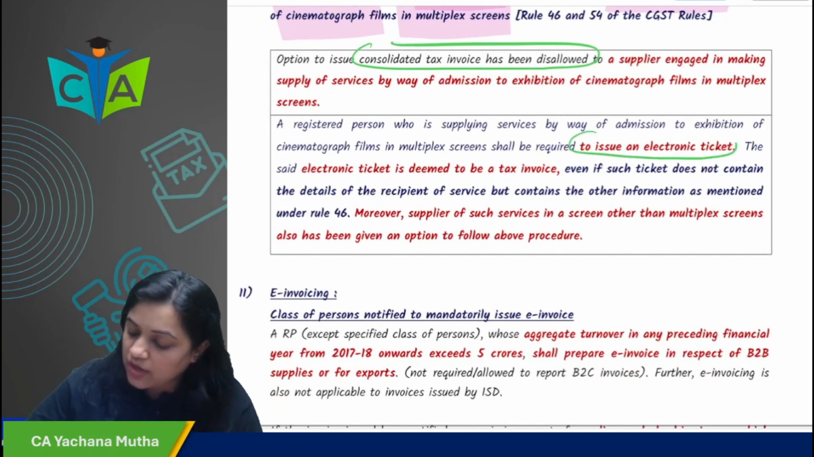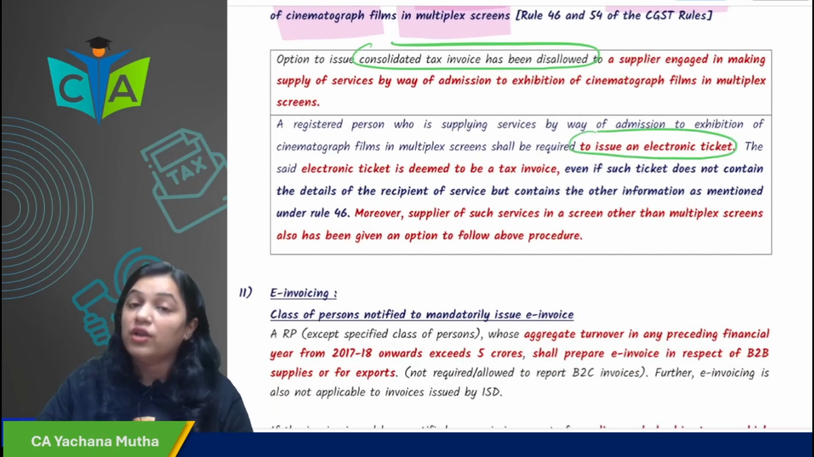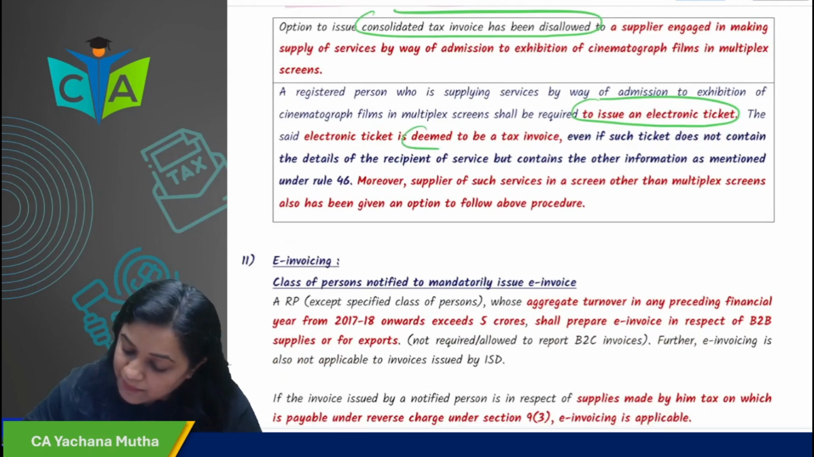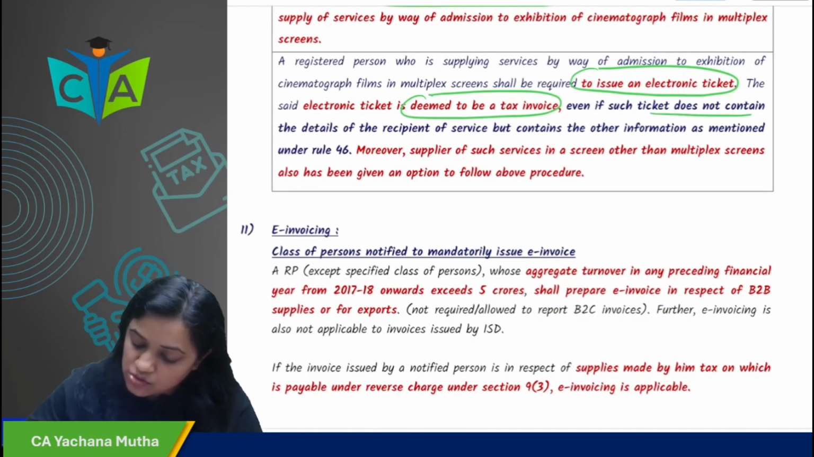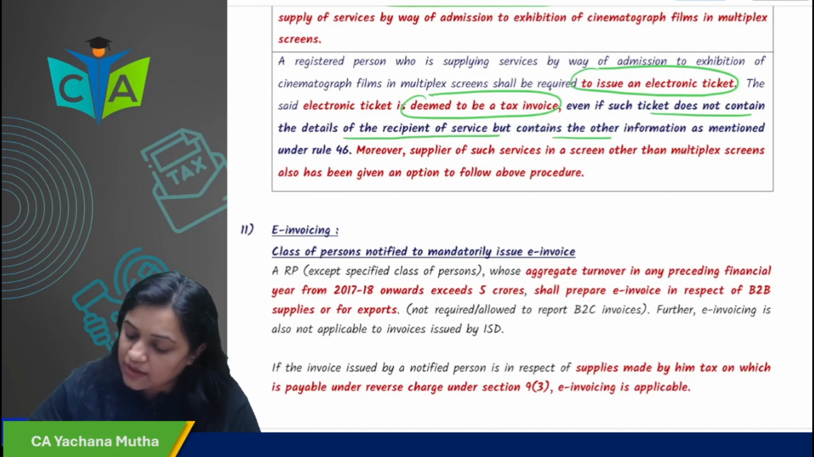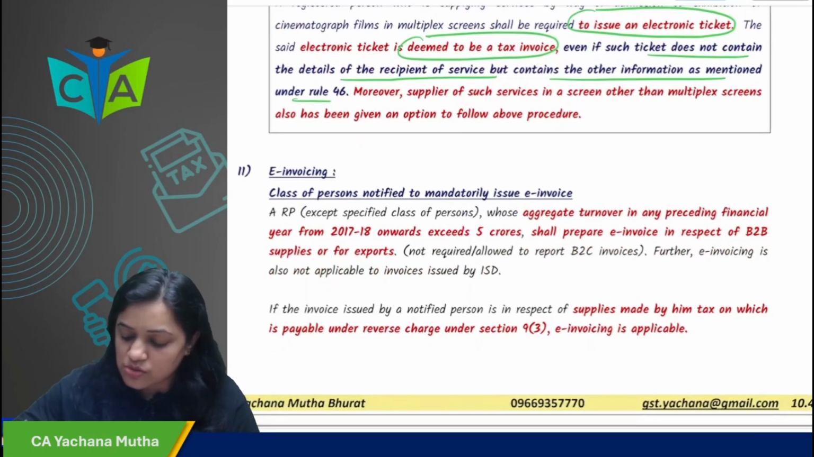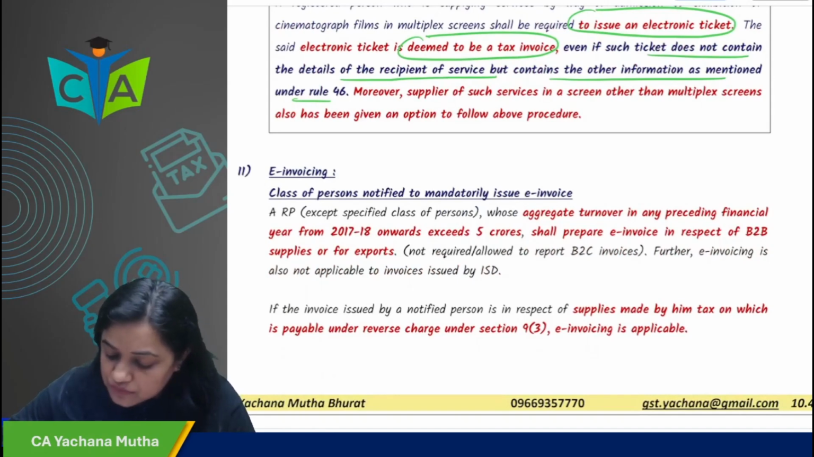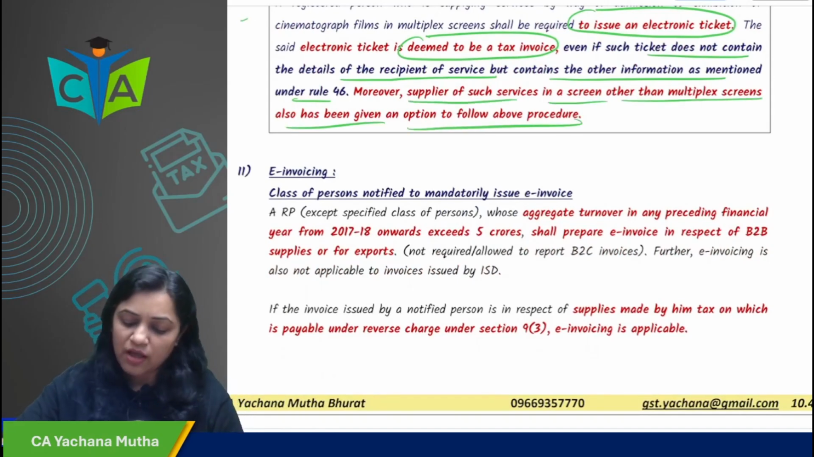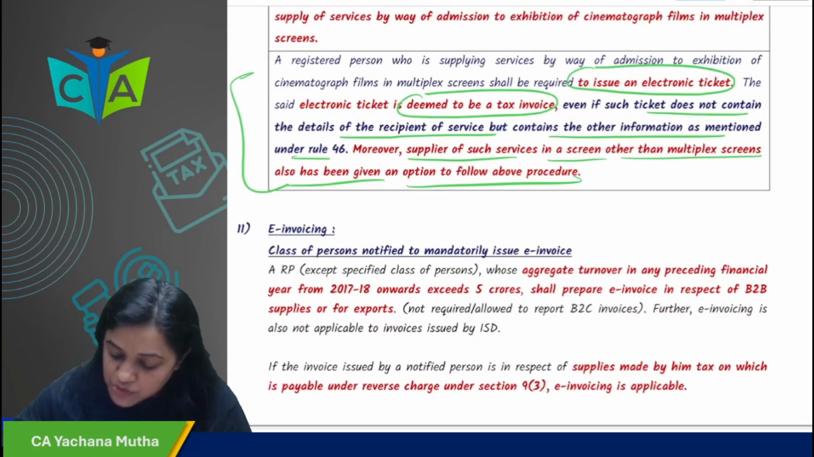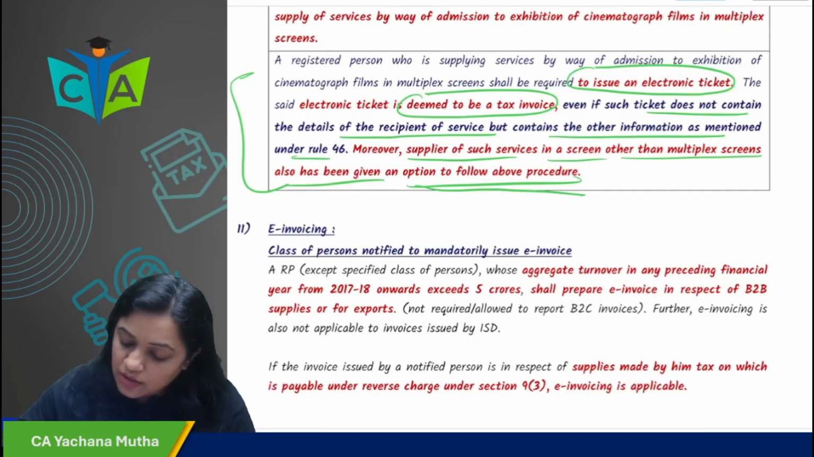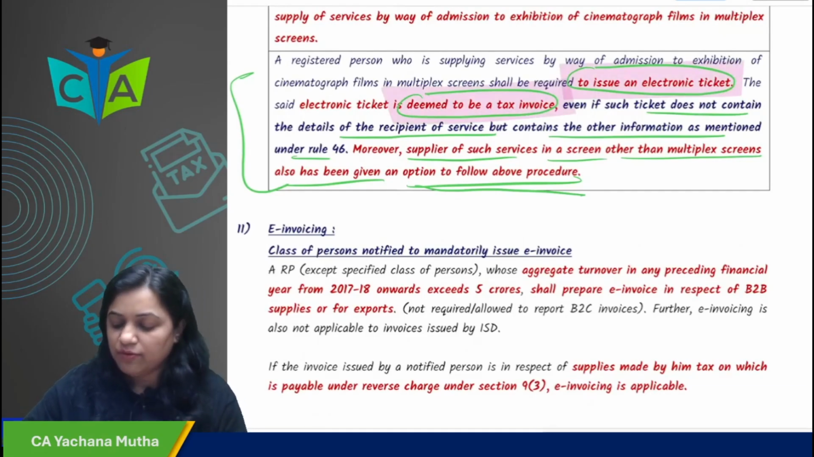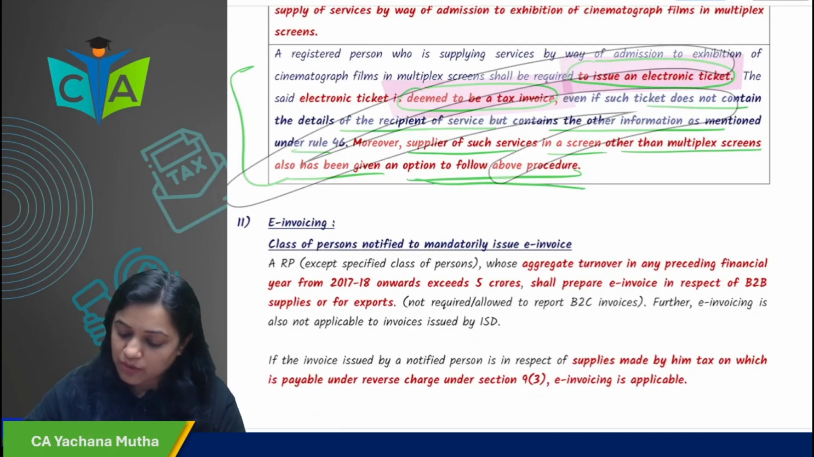They are required to issue what? They are required to issue an electronic ticket, and that will be deemed to be a tax invoice. And if such ticket does not contain details of the recipient but contains other information, that is also okay. Now, a supplier of service in a screen other than a multiplex screen has also been given the same option to follow the above procedure. So they will be deemed what? They are required to issue an electronic ticket that will be deemed to be a tax invoice.